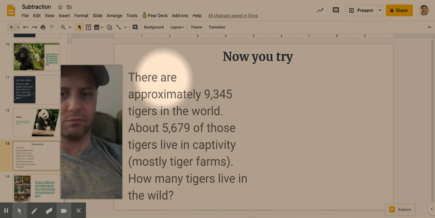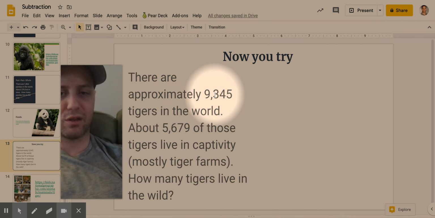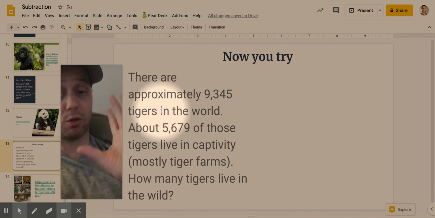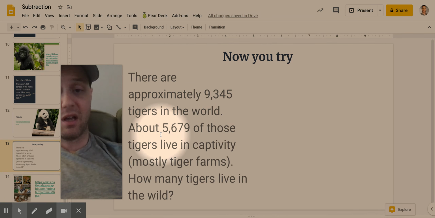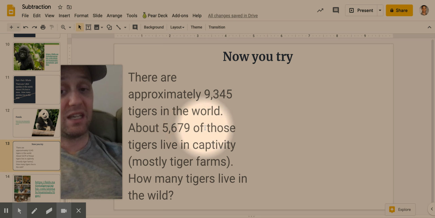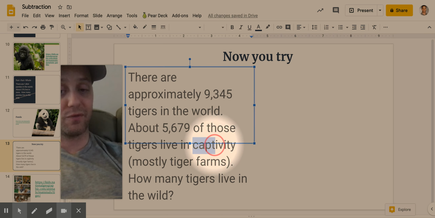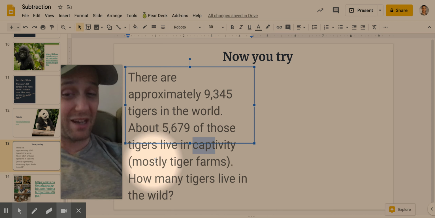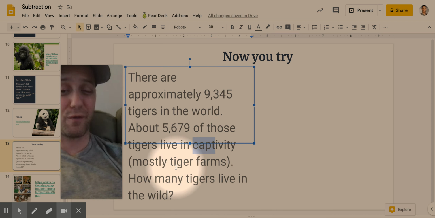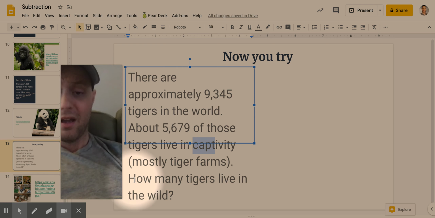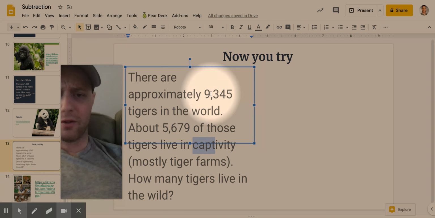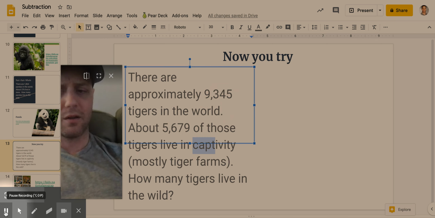There are approximately 9,345 tigers in the world total. About 5,679 of those tigers live in captivity. That means like captive zoos. But most of them actually, not in zoos, are in like tiger farms where people breed and raise tigers. So how many tigers live in the wild? This is the total. Here's how many live in captivity. So how many are in the wild?